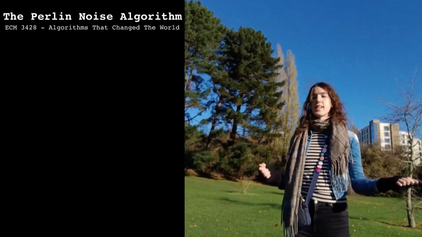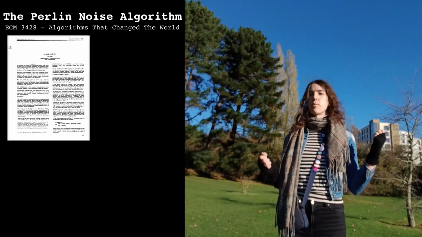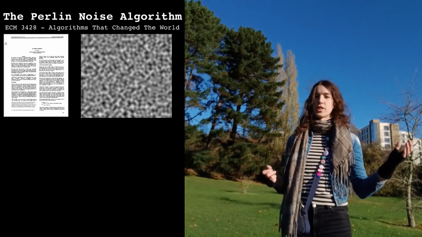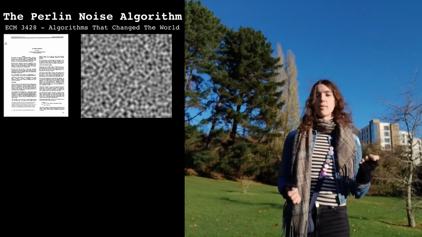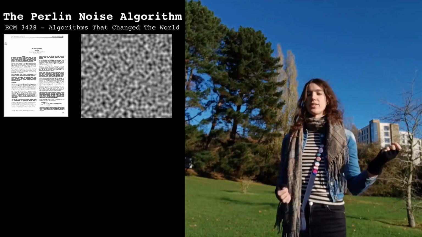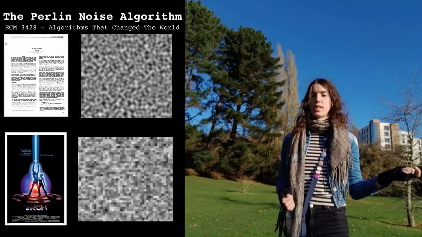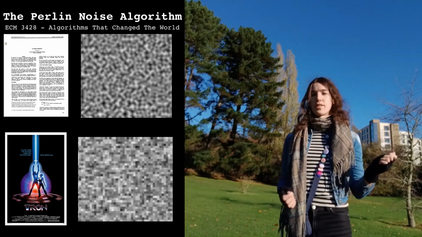40 years ago, in 1985, Ken Perlin released a paper in which he described the Perlin noise algorithm for the first time. Its purpose is to create naturalistic randomness for use in computer graphics. He developed this algorithm in 1983 while working on CGI for the film Tron, because previous random generators were very machine-like and artificial, so it was hard to create realistic textures and animations.